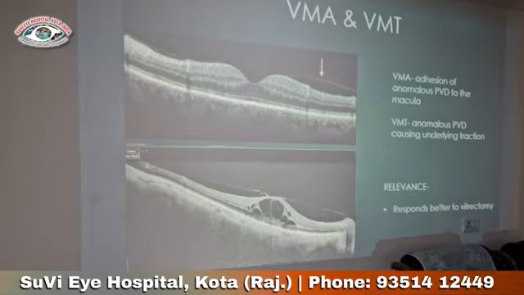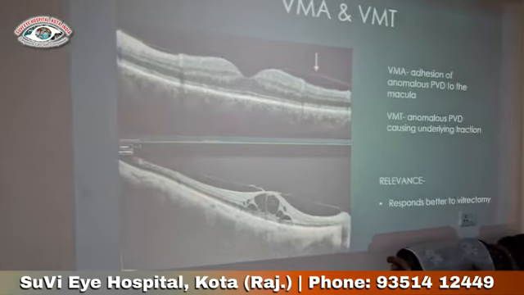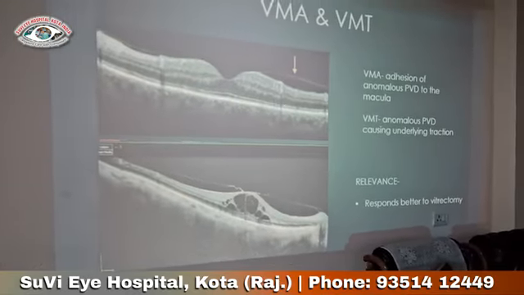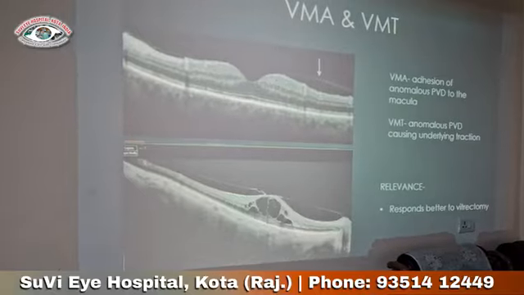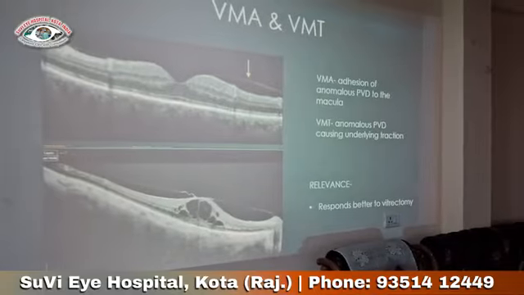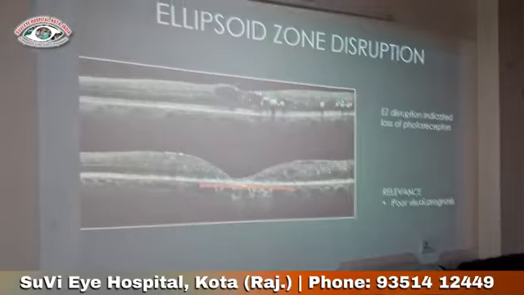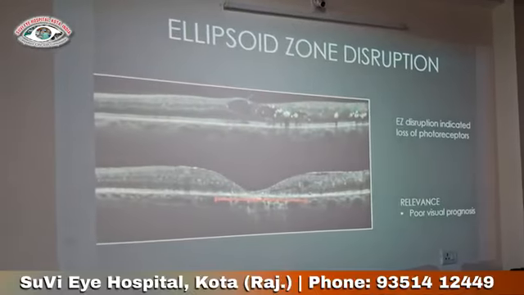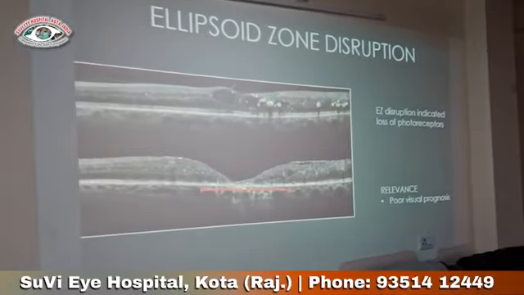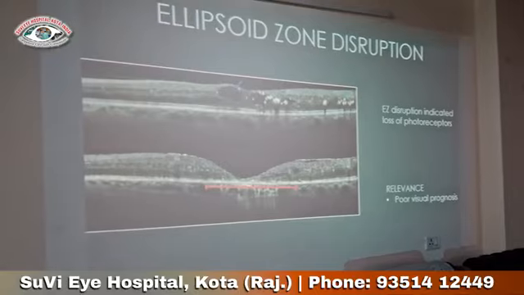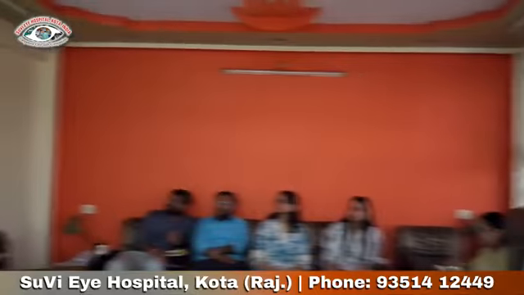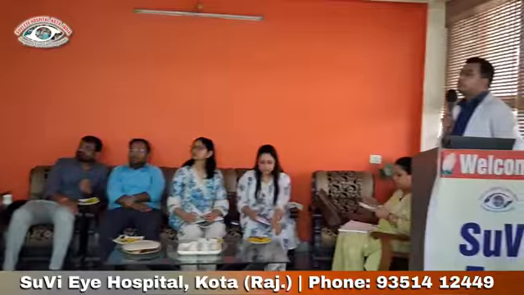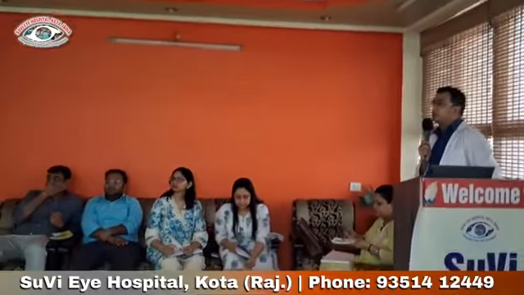And as we know, BMA, BMT we discussed. BMA is just an addition, so BMA we can observe. BMT responds better to vitrectomy. Now this is the ellipsoid zone, ELM zone. Continuity is very important. If ellipsoid zone disruption or ELM zone disruption is there, it indicates a poor prognosis.